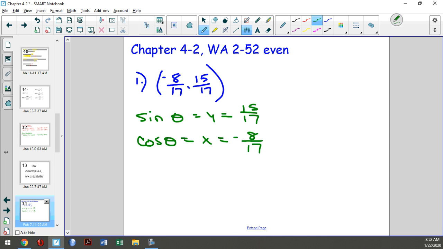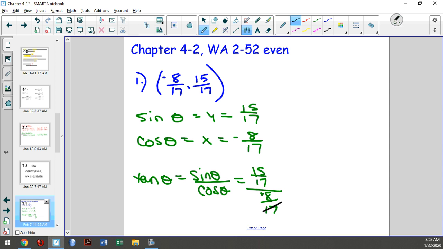Now, did you notice how I didn't put my x coordinate first? I put my y coordinate first. Did y'all notice that? I put sine. You know why? Because tangent is understood to be sine divided by cosine. So all I have to do in a situation like that is literally say 15/17 divided by -8/17. The 17's cancel out, and you're left with 15/8. Do we see that, yes or no?